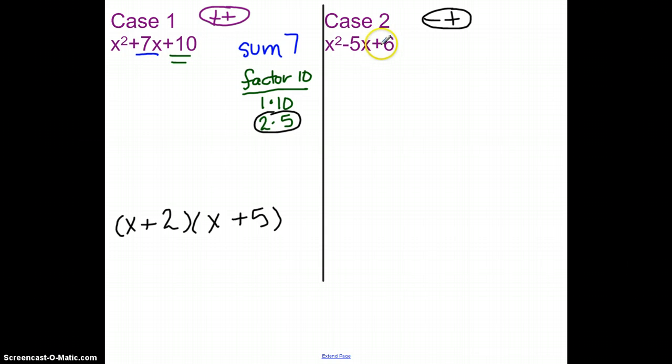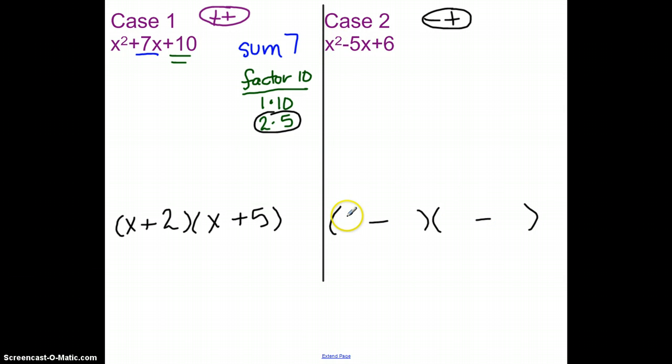Now, notice that we have a positive 6, just like we had a positive 10 in this one. If we have a positive 6, remember the only way I get that is a positive times a positive, or a negative times a negative. Because this middle number is a negative, that means that down here, both of these are going to have to be subtraction.